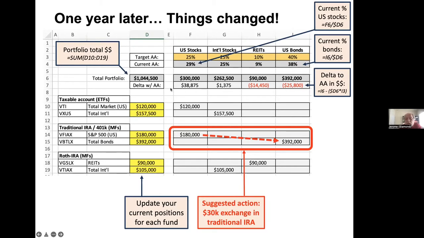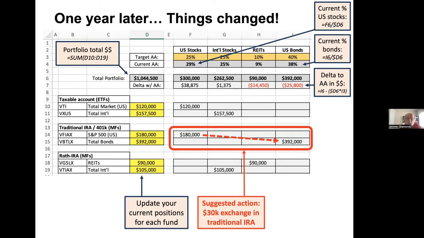So looking at my row 7, well, there is one move that seems to be very easy to do. What if I take $30,000 out of the US stocks in my traditional IRA, and I move that amount of money to the US bonds, where I would like to add 25K. So if I do such a very simple 30K exchange in the traditional IRA, then I should be much closer to my target. And that's very easy to do in an IRA.